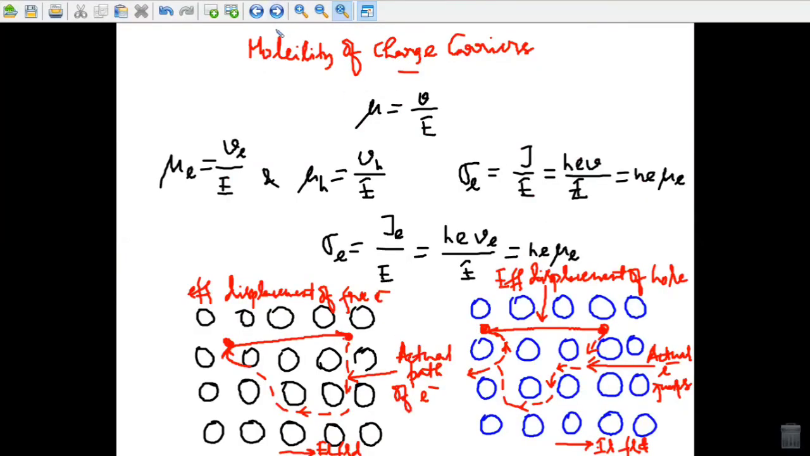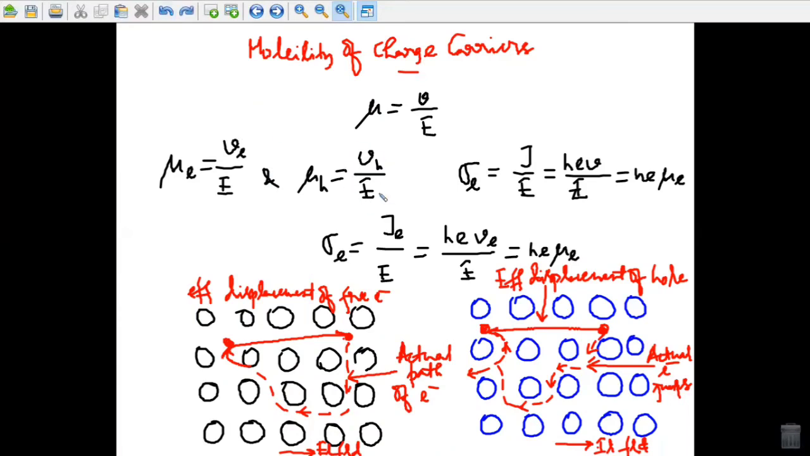Now we quickly move on to some discussion of the mobility of charge carriers. The mobility of a charge carrier is defined as the average drift velocity per unit electric field, that is, mu is equal to V upon E. Therefore, from this equation, the mobilities of electrons and holes in a semiconductor can be written as mu E equals V by E, and subsequently mu H equals VH by E.